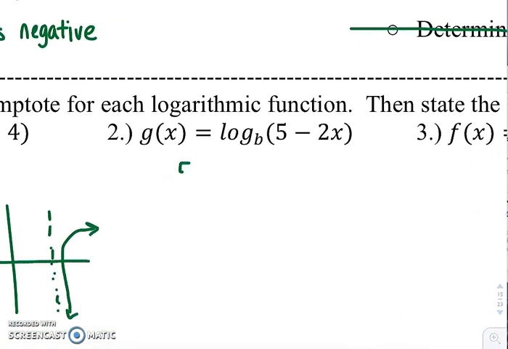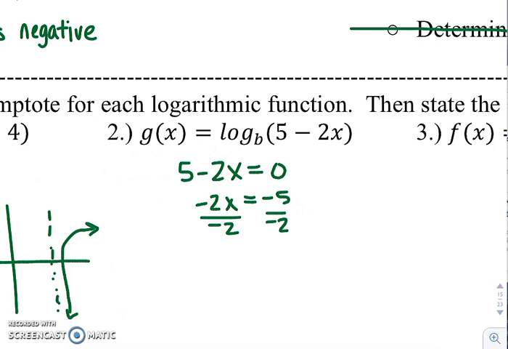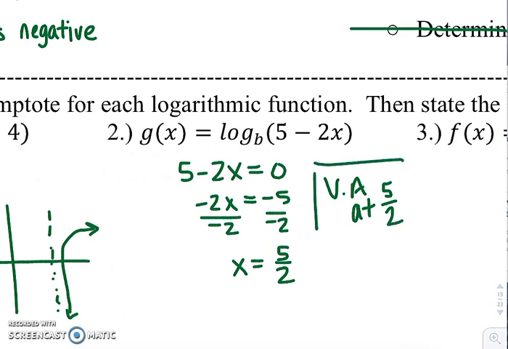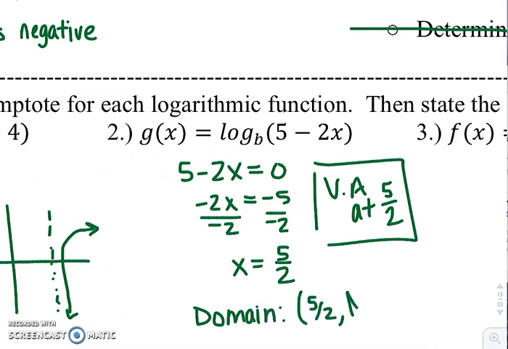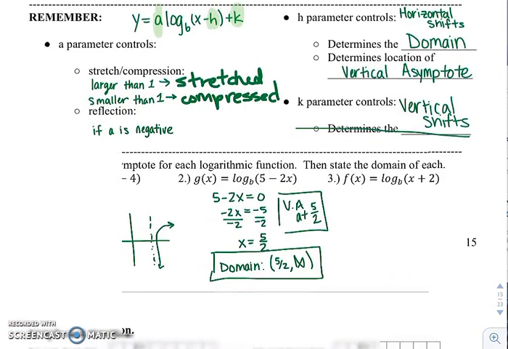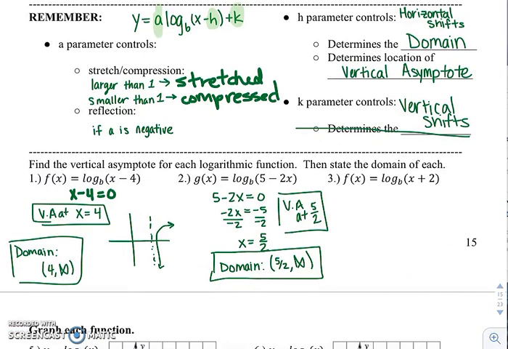For number 2, if we set 5 minus 2x equal to 0, we subtract the 5 over, get negative 2x equals negative 5, divide by negative 2, and get x equals 5 halves. So the vertical asymptote is at 5 halves, which means the domain must be from 5 halves to positive infinity. You can make it 2.5 if you wanted a decimal, but that is it. Find the vertical asymptote, and you know the domain.